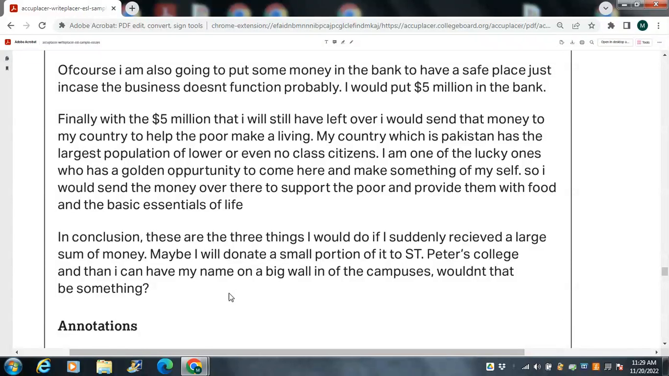And maybe it's meant instead of "in of the campuses," "on one of the campuses," comma, wouldn't that be something? Or now in this case, it's really interesting because they have a contraction, and it actually sounds better to have the contraction, "wouldn't that be something," instead of "would that not also be something," because now that sounds a little bit too awkward. So in this case, this contraction really does work.